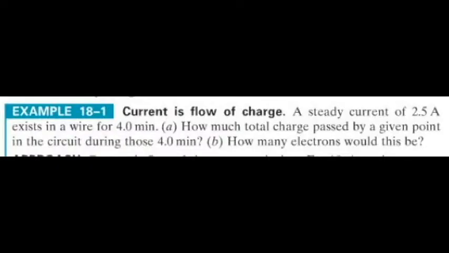So now let's take a look at example 18.1. So current is the flow of charge. A steady current of 2.5 amperes exists in a wire for 4 minutes. A. How much total charge passed by a given point in the circuit during those 4 minutes? B. How many electrons would this be? So first, for the first one, they ask us at any given point, meaning that the current is always going to be the same. And because of this, we can infer that it is a complete circuit.